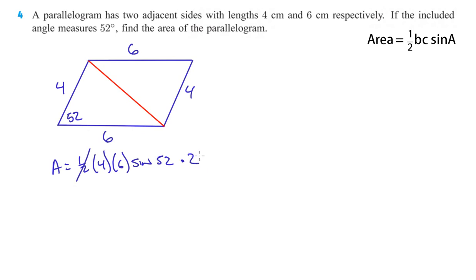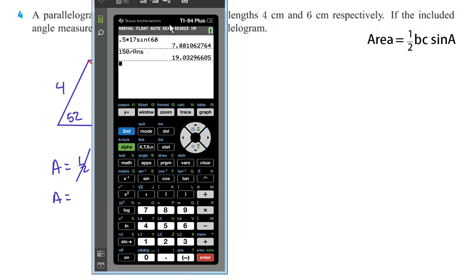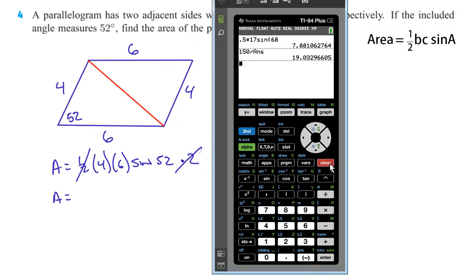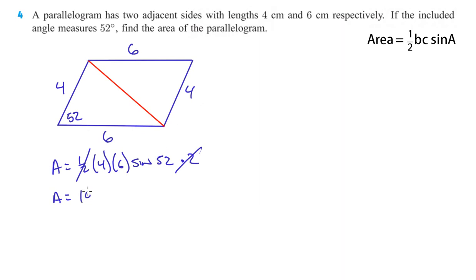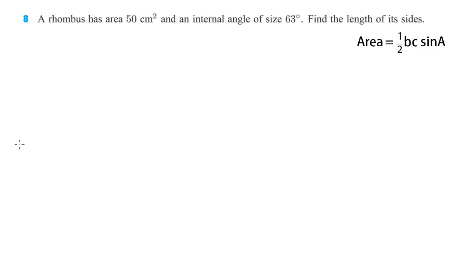So really this 1/2 and this 2 are going to cancel out. So the area is just going to be 4 times 6 times sine 52 if we want to save ourselves a step at least there. So 4 times 6, and then we do sine 52, and that should tell us the total area of this whole thing, 18.9. And this is centimeters. So the whole thing is 18.9 square centimeters, because again, each one of these is going to be 9.45. Double that up, and that's your 18.9. Okay. All right, let's move on to number 8.